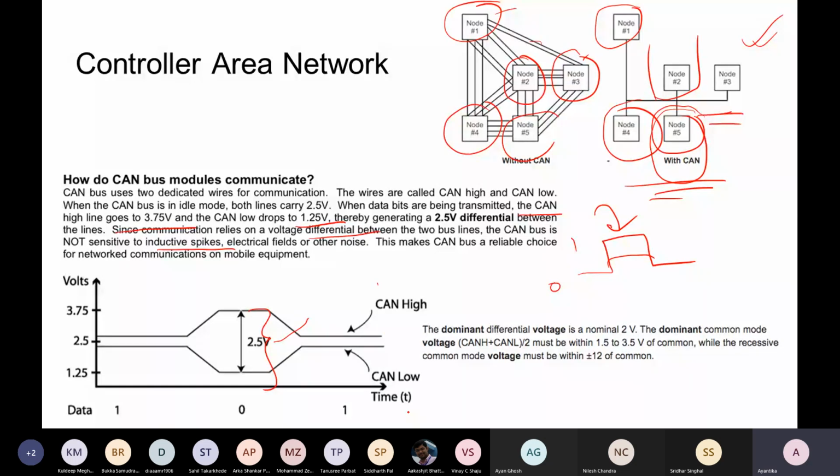So when we define levels, we will not say zero level or one level. Whenever we talk about CAN, we will talk about dominant voltage, or dominant state, dominant level, that is the dominant differential voltage, and recessive level, recessive voltage or recessive state. Never think that dominant means one, or something related to high voltage or low voltage, nothing like that. It is the differential voltage on which we are working.